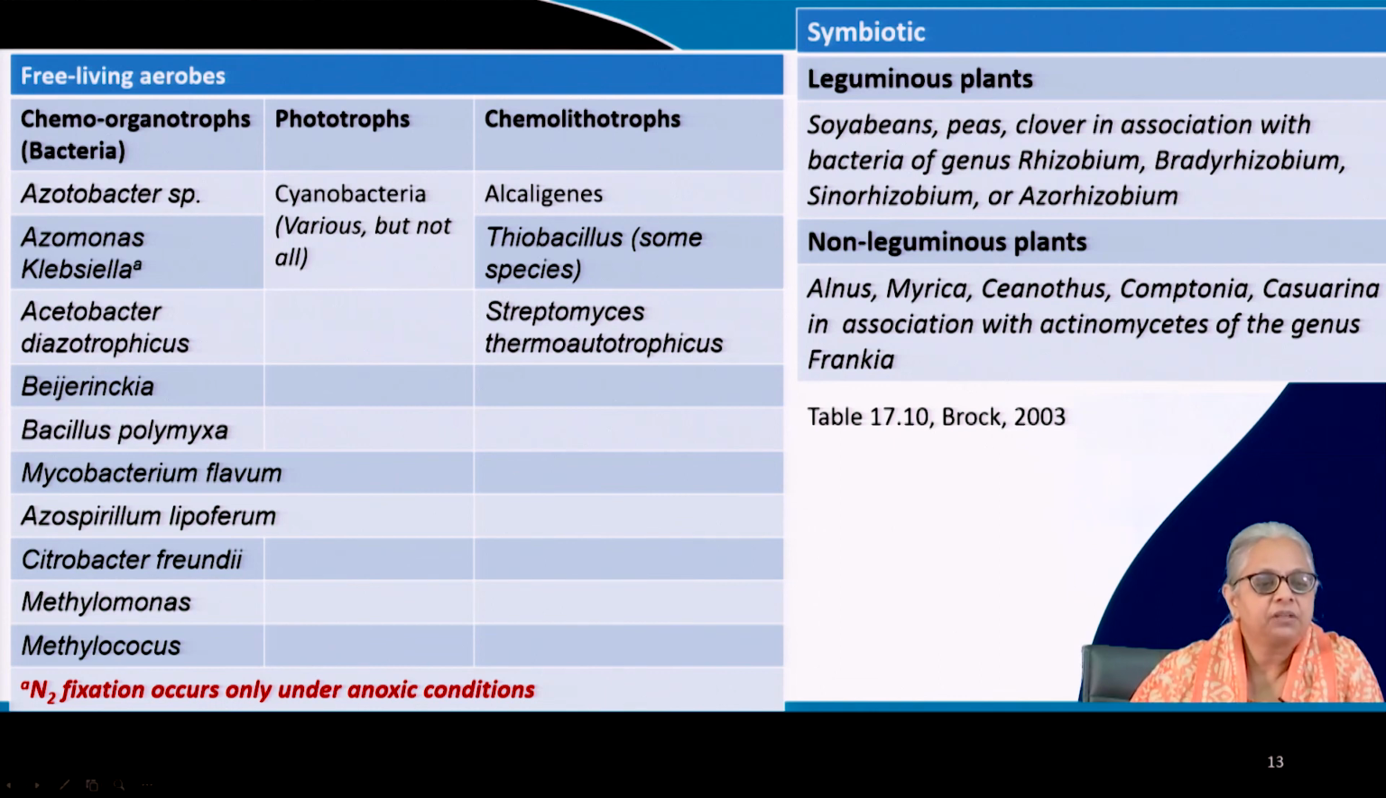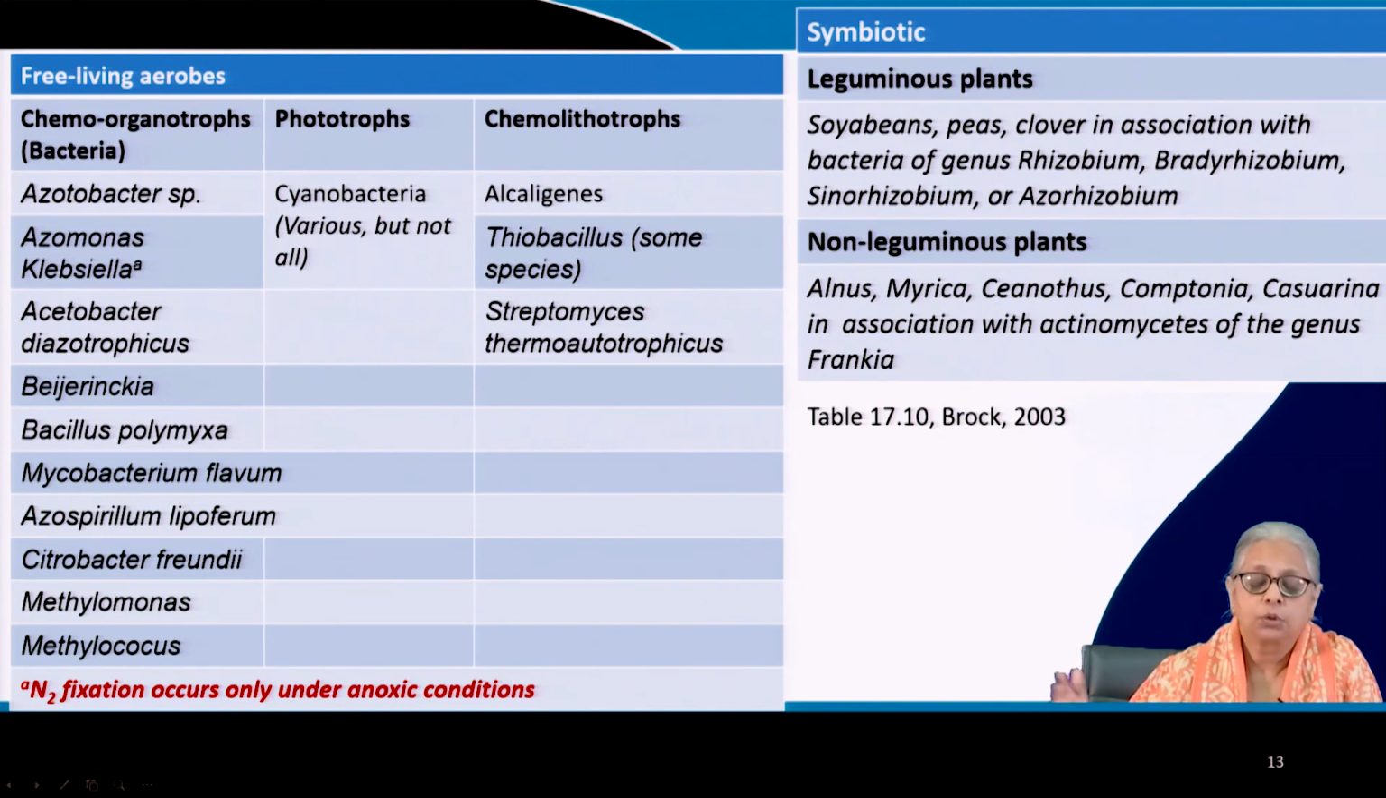So, we have some free living aerobic species of bacteria, and within them we have chemoorganotrophs, phototrophs and chemolithotrophs. Now, the chemoorganotrophs all belong to the bacteria domain of the classification of organisms. So, here we have Azotobacter, Azomonas and Klebsiella. Now, Klebsiella is known to be capable of nitrogen fixation only under anoxic conditions. Under oxic conditions, it's a facultative bacteria.